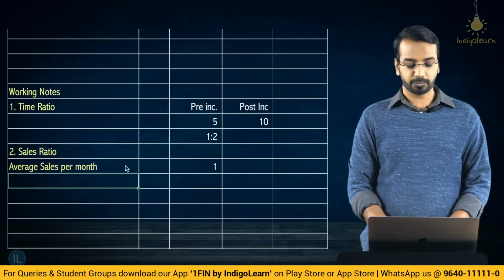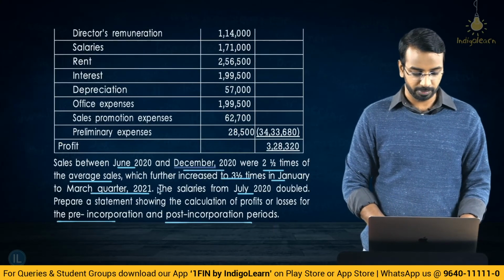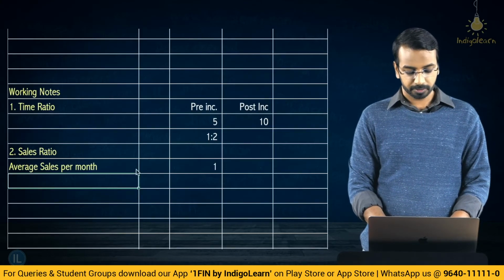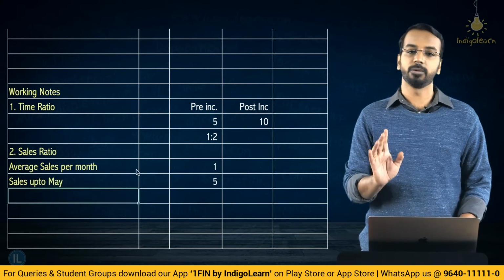Now, we need sales from which period to which period? We need sales from January to May. What does the question say about till May? Nothing is told. So, sales up to May is how much? For 5 months, 5 will be the sales, right.